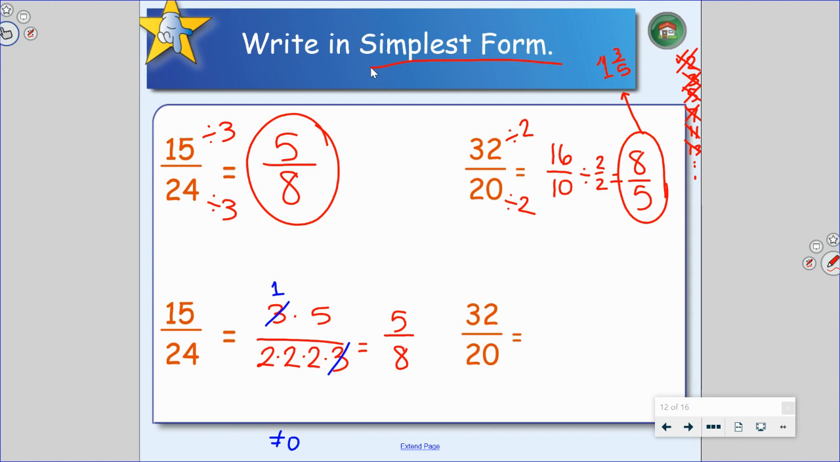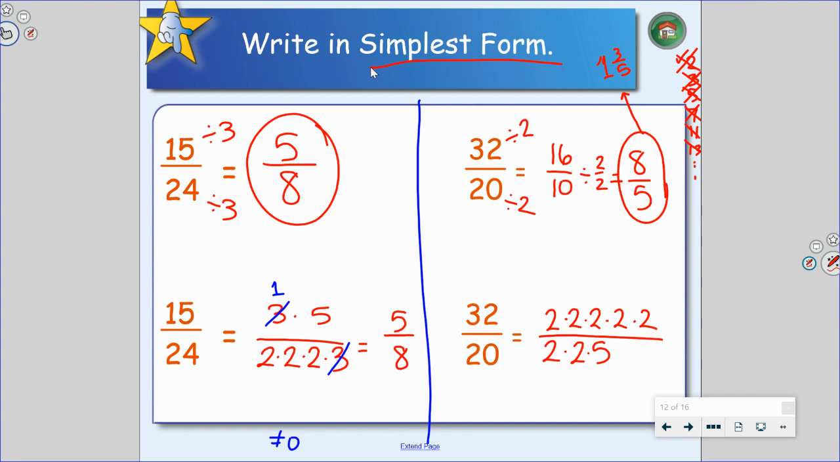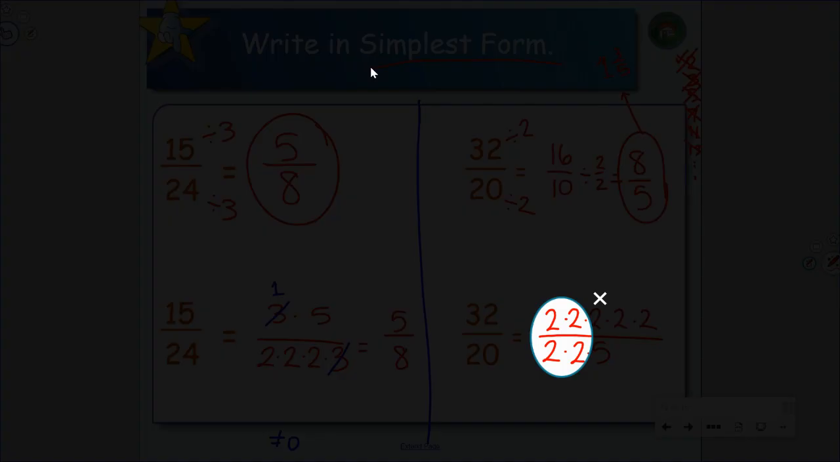Okay, now let's go back and use a different method, the method of prime factorization. So 32 ends up being 2 to the 5th power. 2 times 2 is 4, times 2 is 8, times 2 is 16, times 2 is 32. Meanwhile, 20 will break down into 2 times 10. 10 is composite, so it breaks down into 2 times 5. And now, ladies and gents, please notice that they both share 2 times 2.